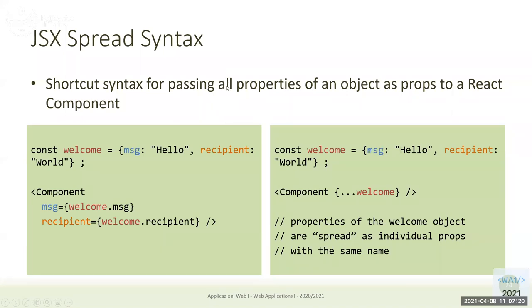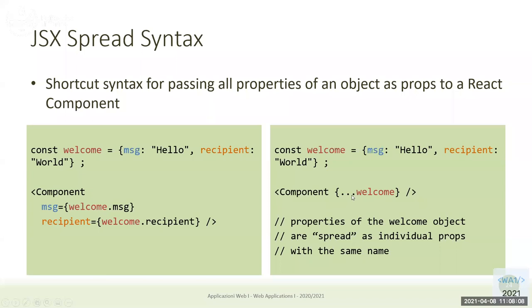There is also a very convenient syntax. Okay, it's not a new syntax. We already know the spread syntax for objects or for arrays, which takes each component of the object or the array and transforms them into a list, basically. So if you have a component and you need to pass many properties to this component, you would write property one equal the value of property one, property two equal the value of property two, and so on. But what happens if you already have an object that contains the exact same properties you want to pass to the component? It would be ugly to say message equal to welcome.message, recipient equal to welcome.recipient. So the name here and there is the same.